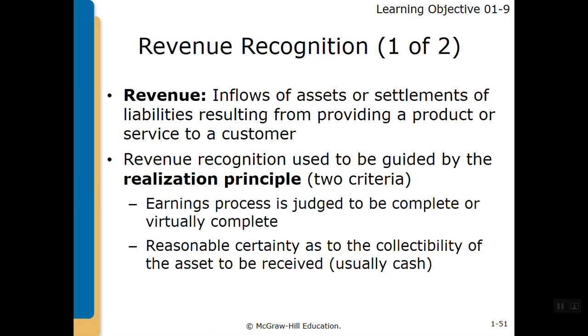And our revenue recognition used to be guided by the realization principle, and there were 2 criteria: the earning process had to be complete or almost complete, and there had to be reasonable certainty as to the collectability of the asset. So you had to be fairly sure you're going to get paid for what you sold.